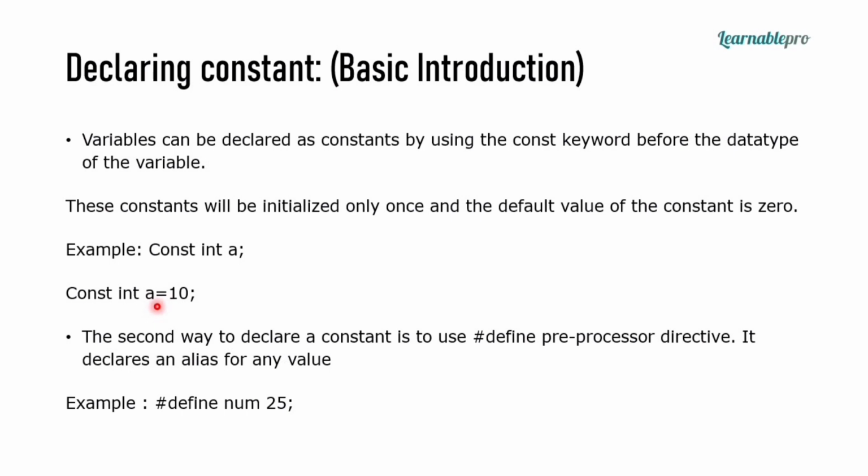Now let's see what is the second way. The second way is to use a preprocessor directive, that is hash define. So not only using the const keyword, but also using the hash define preprocessor directive, we can declare a constant. This preprocessor directive will declare an alias for any value. So for example, hash define number 25 gives an alias for this value 25. So this is the second way to declare a constant. So these are some basic rules, and this is how to declare a constant.